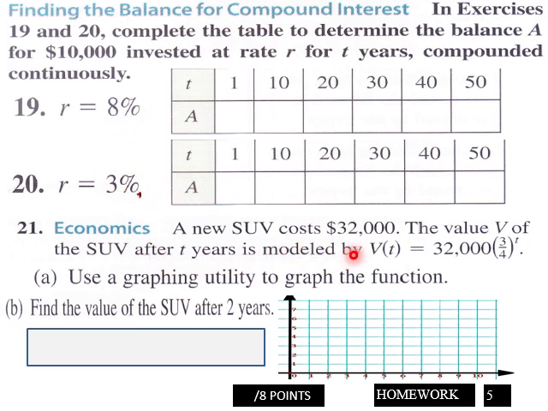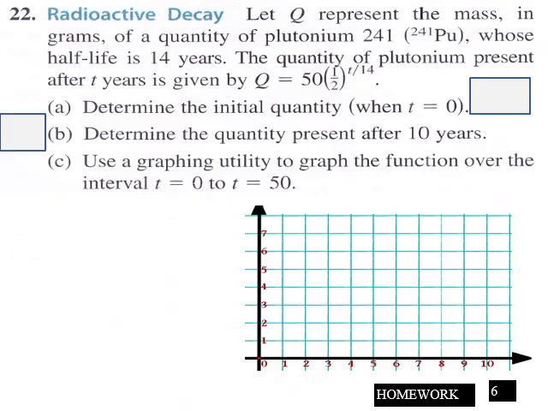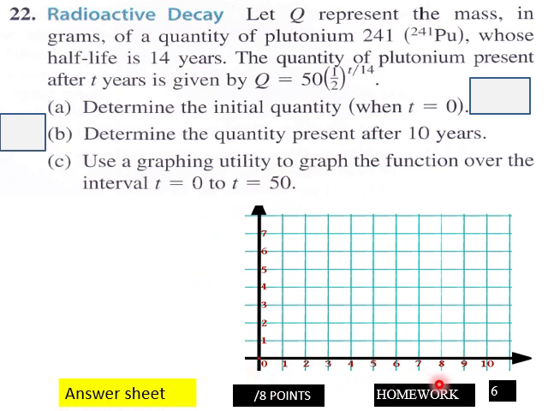21. A new SUV, $32,000. You got a word problem here. Use a graphing calculator for this. Find the value of the SUV after 2 years from this formula here. 8 points for page 5. Page 6, radioactive decay problem here. Determine the initial quantity. Determine the quantity after 10 years. Use a graphing calculator to graph the function from t equals 0 to t equals 50. Rescale this here on your horizontal axes to accommodate that, and that's 8 points for page 6.